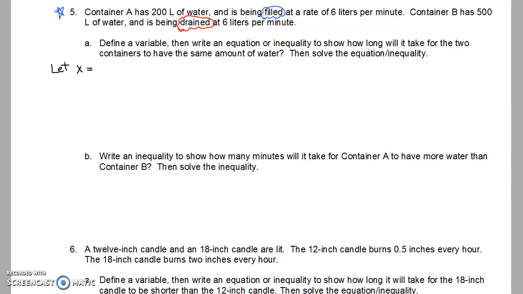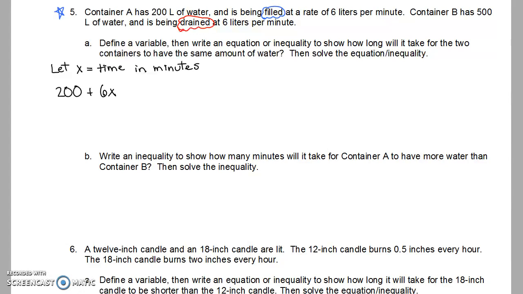We are going to let x equal time per minute, or time in minutes. We don't need to add the words drained or filled because the two containers are doing two different things. So for container A, we have 200 liters and it's being filled, so we have an x at a rate of 6 liters per minute.